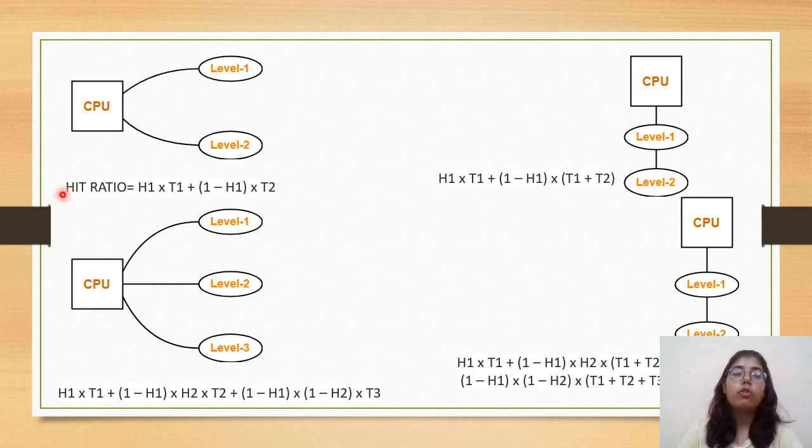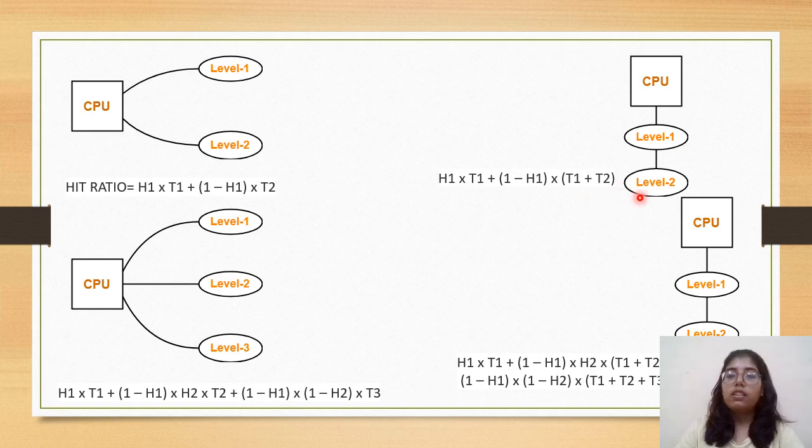So the hit ratio for finding any element in memory can be expressed as H1 into T1, that is finding an element in level 1, plus (1 minus H1) into T2, that is finding the element in level 2. Similarly, we can go for level 3.